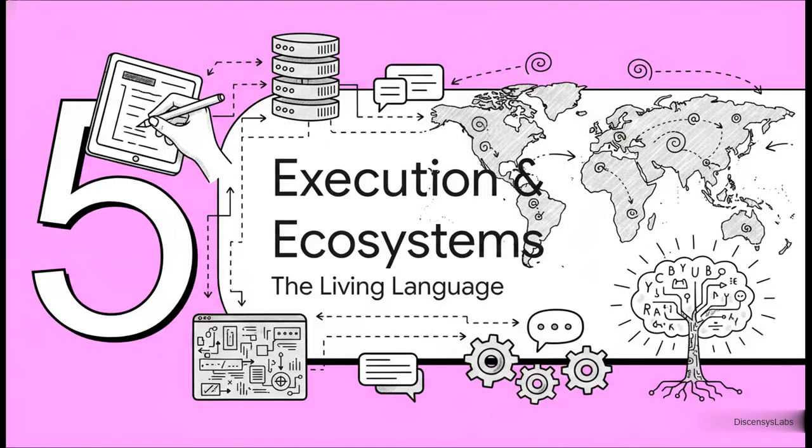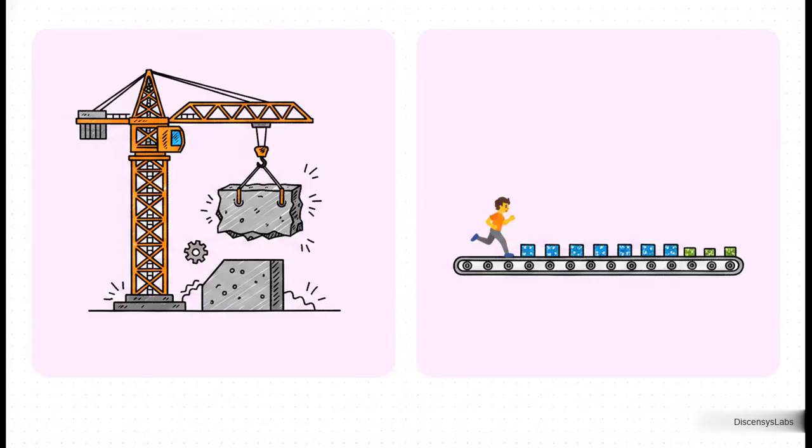Section 5. Execution and ecosystems, the living language. When it's time to bridge the gap to the physical hardware, designers face another massive strategic choice. Do you use a compiler, this heavy-duty translator that perfects the highly optimized machine instructions before anything even runs? Or do you rely on an interpreter to agilely process the code sequentially, line by line, right on the fly?